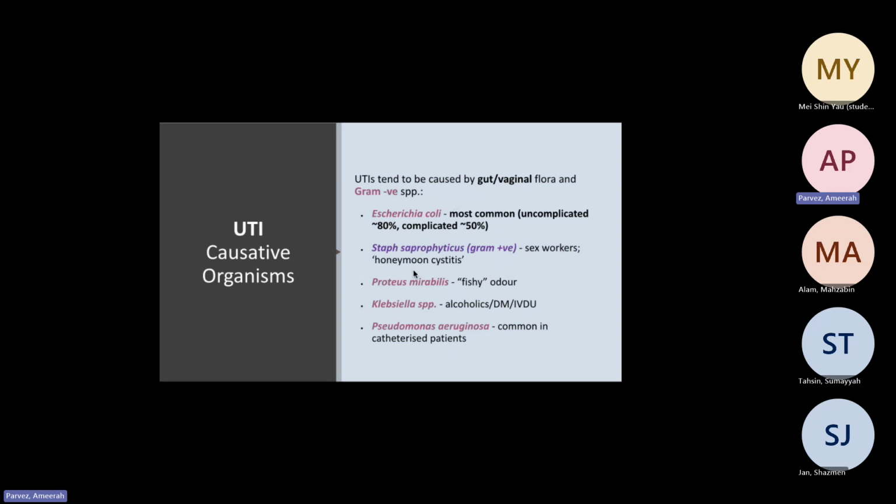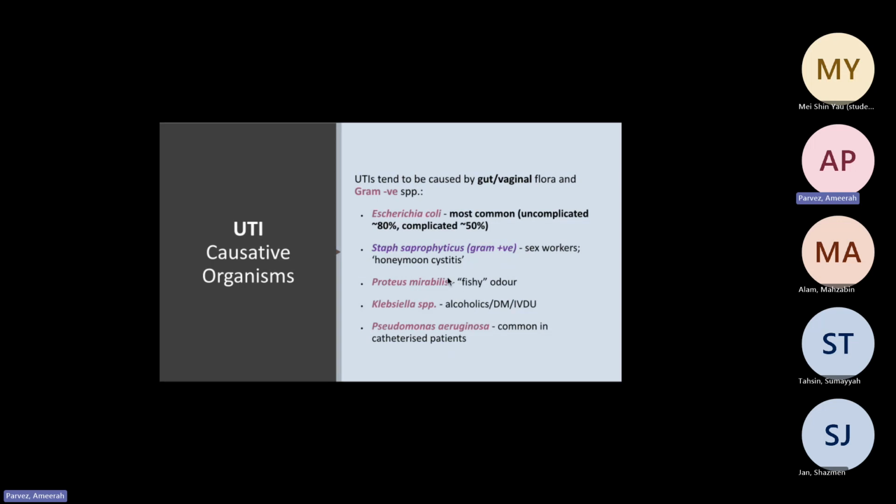And then other than that, there's also Staph saprophyticus, which is a gram-positive organism. This is seen in sex workers, can be referred to as honeymoon cystitis, but I think this is more so an exam fact. There's also Proteus mirabilis, which results in this fishy odor characteristically, Klebsiella in alcoholics, in diabetes, IV drug users. Pseudomonas aeruginosa is quite common in catheterized patients as well. Proteus mirabilis can cause certain renal stones known as staghorn calculi. This is a type of kidney stone which is so large it actually obstructs the entire renal pelvis.